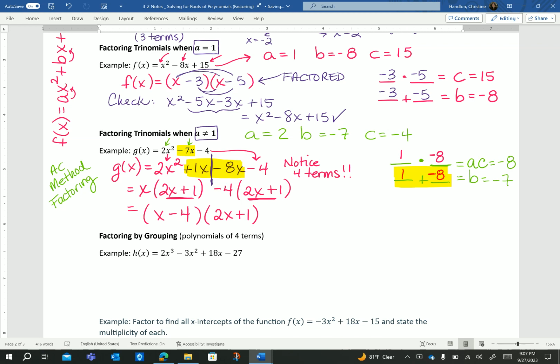If you wanted to check, you can go ahead and do the multiplication of all of this, and you would notice that you end up with 2x squared minus 7x minus 4. Okay?